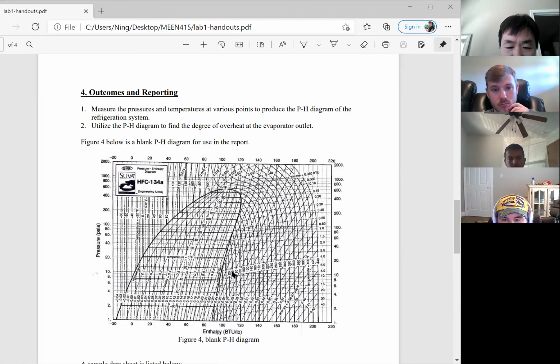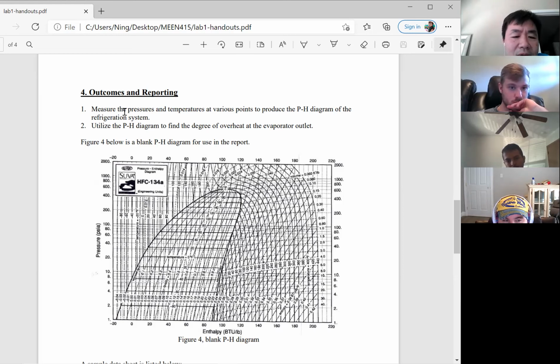Then comparing to this line, you draw a line between 2 to 3, then across the dome, across the saturated line. Then on the saturated line, there's also a temperature associated with it. So the difference between two temperatures is your superheat, the degree of superheat at this point. So these are the two outcomes.